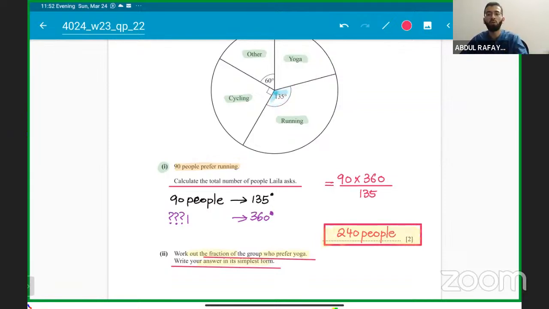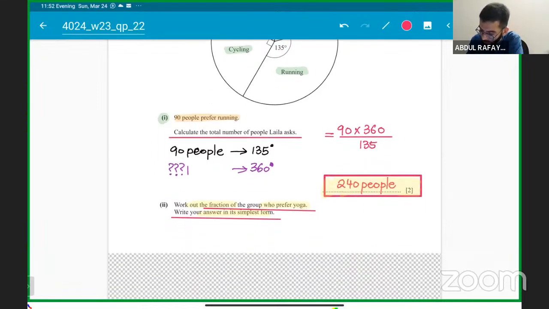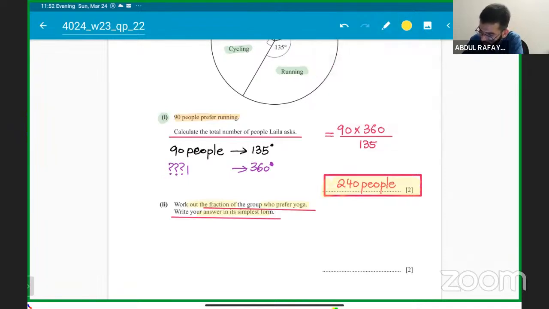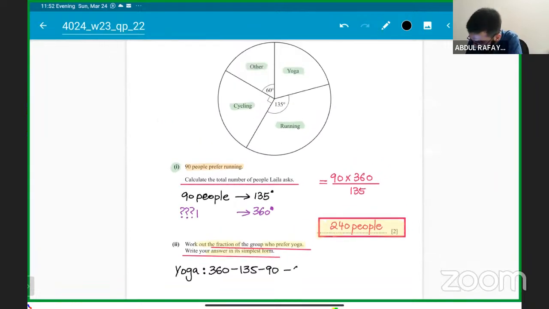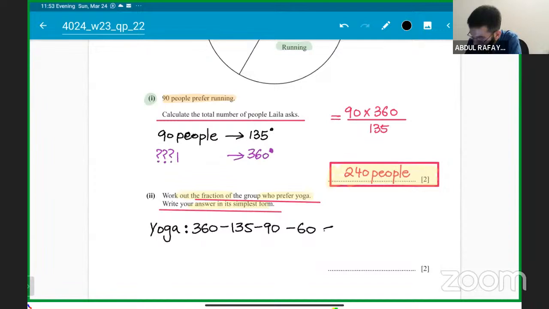You can represent the fraction in either way, students. Either you divide students by students, writing students over students, or you do angle over angle. Here it will be easy, because we already know this is 135, this is 90 degrees, this is 60 degrees. So yoga will be 360 minus 135 minus 90 degrees for cycling and minus 60 degrees for the others. So I am getting 75 degrees.